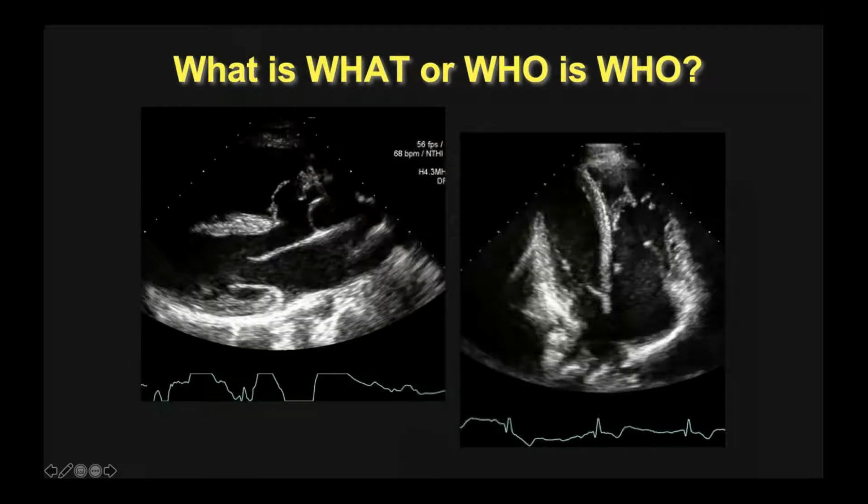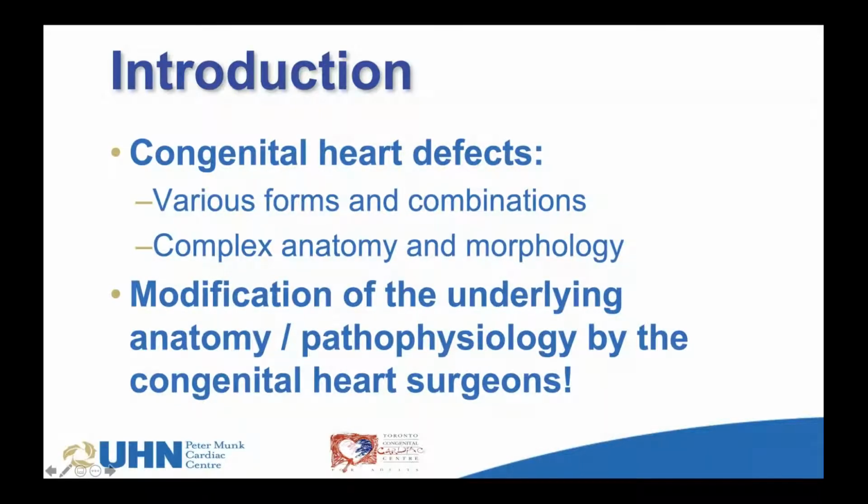When you start imaging patients, you need to have a very systematic approach, because congenital heart defects can present in various forms and combinations. The anatomy can be very complex. The morphology can be very complex. And in addition, the congenital heart surgeons make our life even more difficult. They modify the underlying anatomy and pathophysiology.